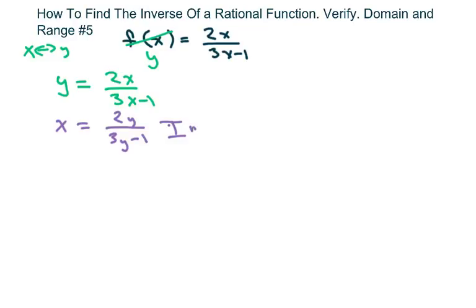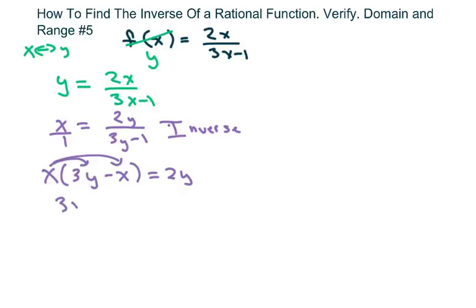This is your inverse. However, we want to solve for y, so we're going to cross multiply. We get x times 3y minus 1 equals 2y. Distribute, and you get 3xy minus x equals 2y. I know we didn't have an x squared, so minus x equals 2y.